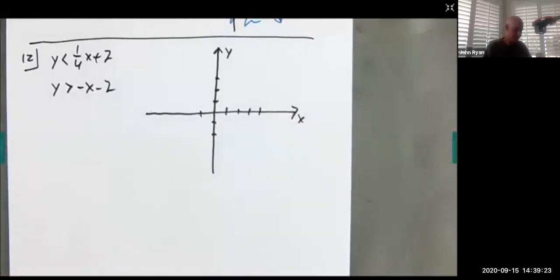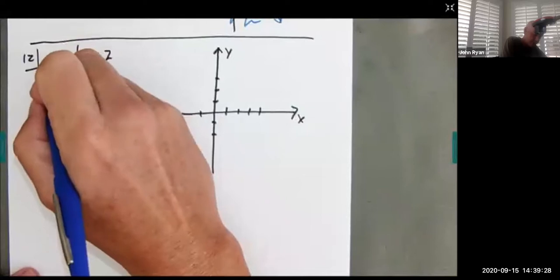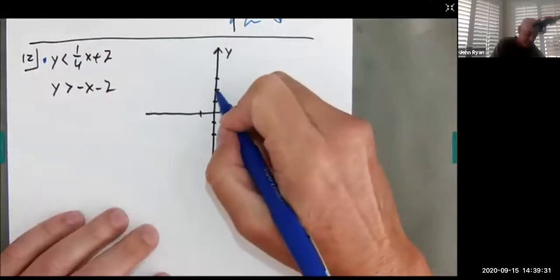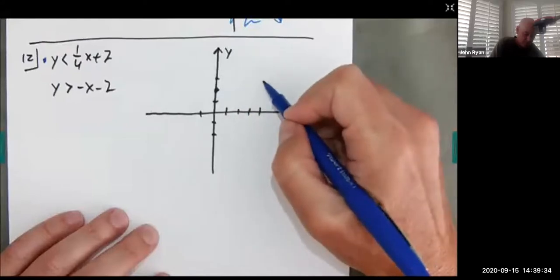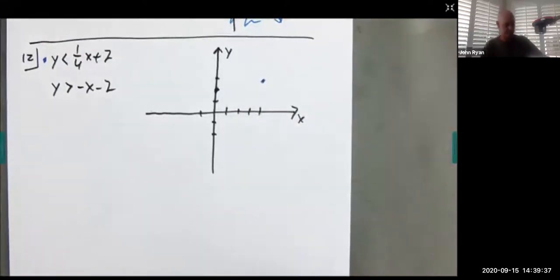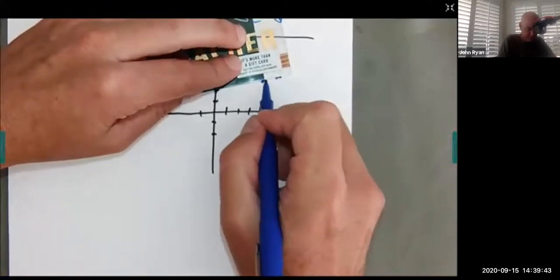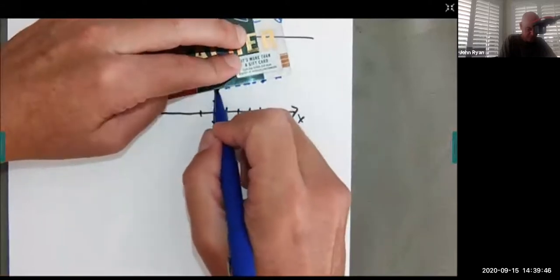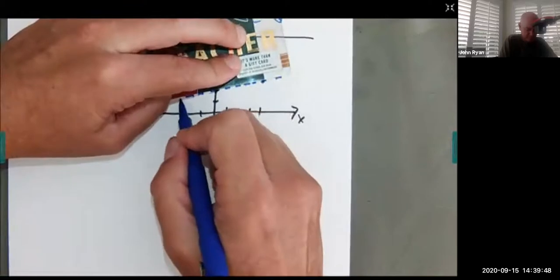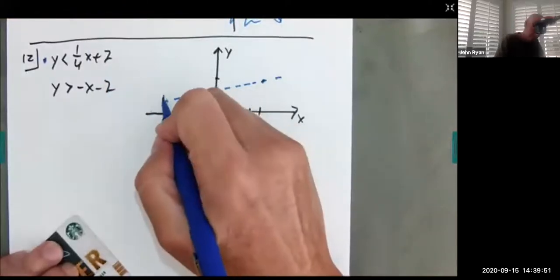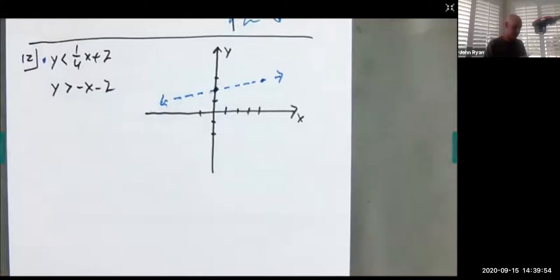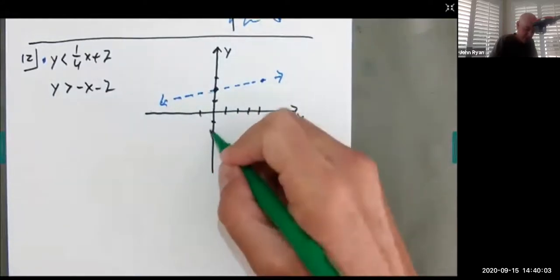All right, my first graph, notice they're both already in slope-intercept form as well, which is nice. It's going to be my blue graph. I'm going to start here at 2. I'm going to go up 1 and over 4. There's my dotted blue line. Next up will be my dotted green line. So I'm at -2, and I'm going to go up 1 and over 1.